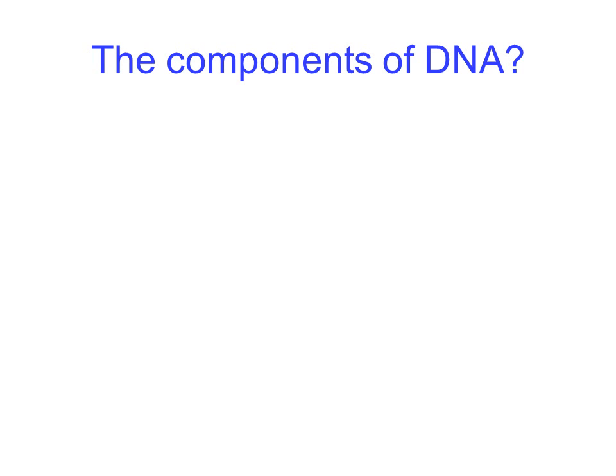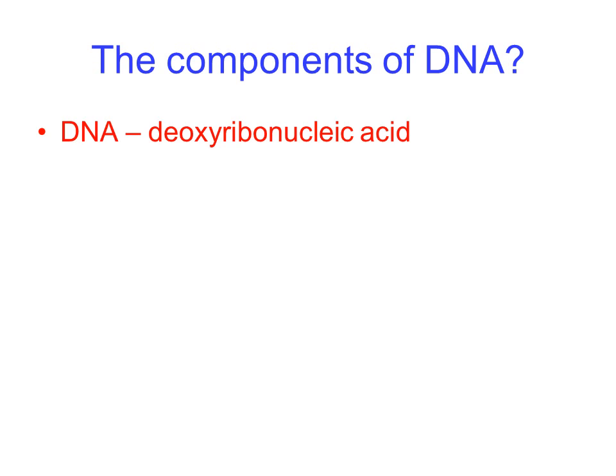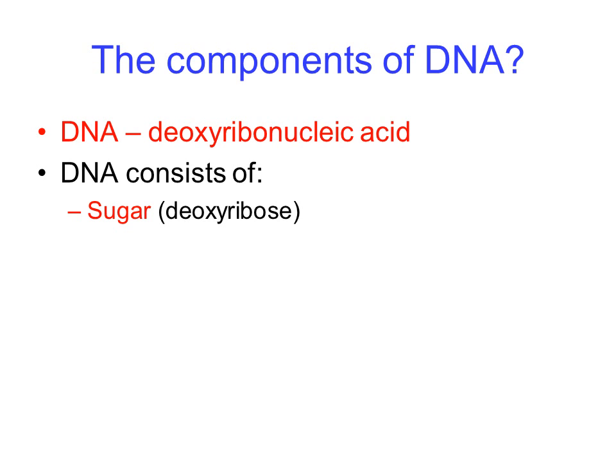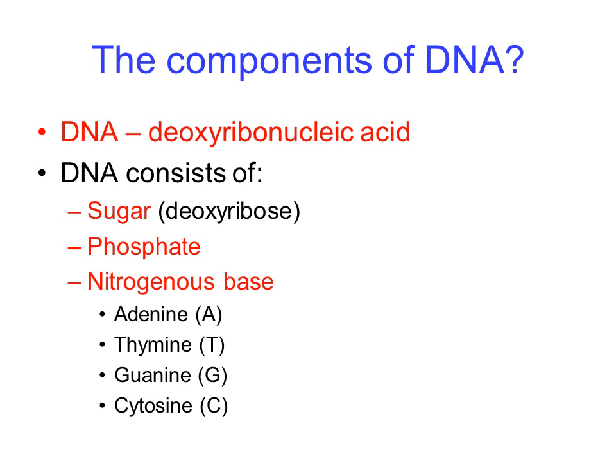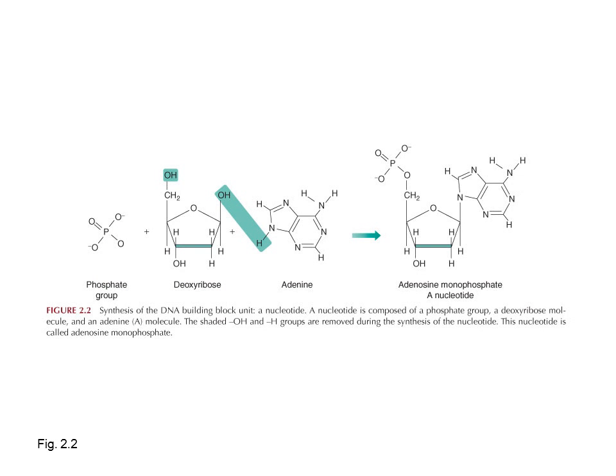What is DNA actually comprised of? Well, it's made up of a sugar, which is a deoxyribose. We talked about that in the previous chapter. It's also made up of a phosphate as well as a nitrogenous base. And there are 4 bases that make up DNA: adenine, thymine, guanine, and cytosine, and sometimes we just refer to these as A, T, G, and C.